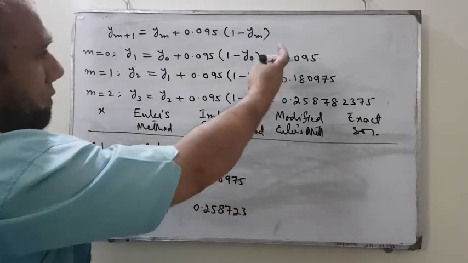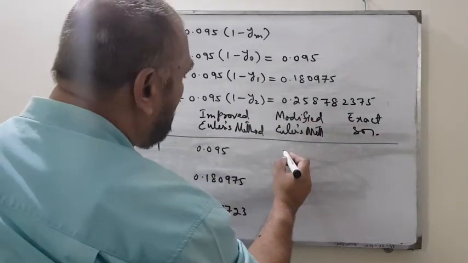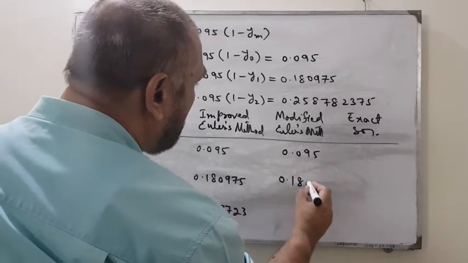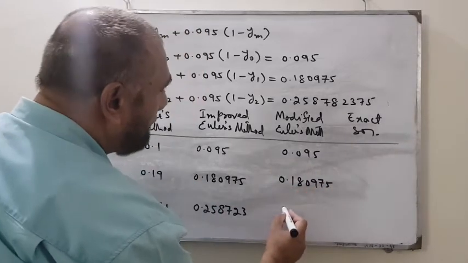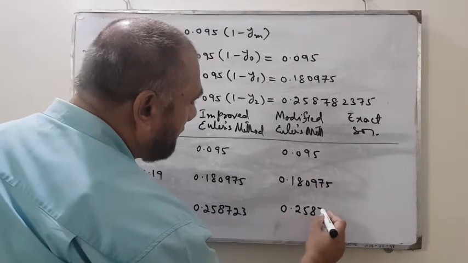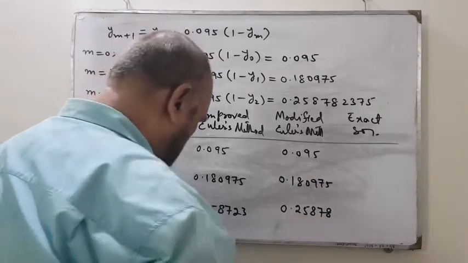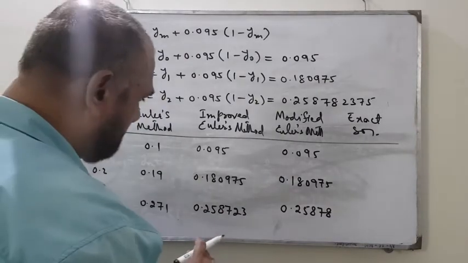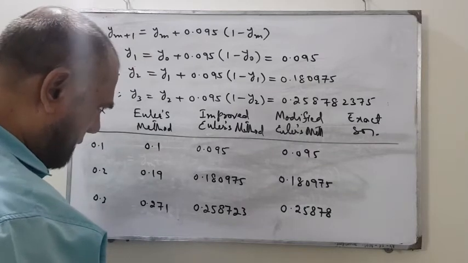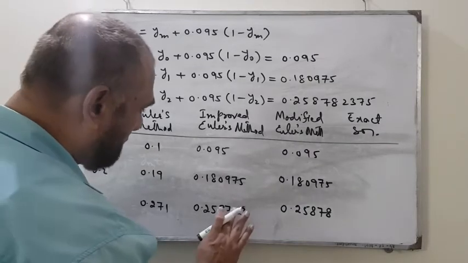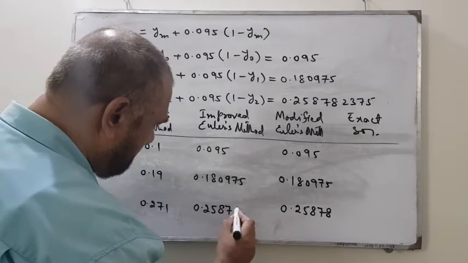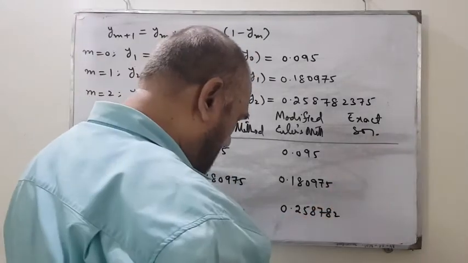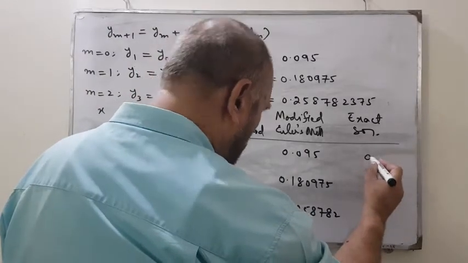The modified method results we have just obtained. These are the three results. The first result is 0.095, then 0.180975, and 0.258782. Okay, 782 is here.